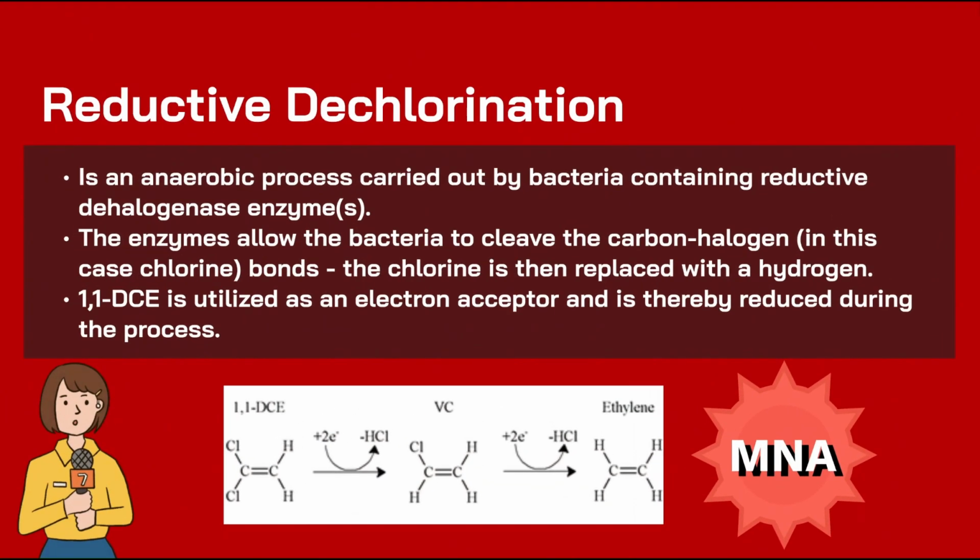Reductive dechlorination is an anaerobic process carried out by bacteria containing reductive dehalogenase enzymes. The enzymes allow the bacteria to cleave the carbon-chlorine bond. The chlorine is then replaced with a hydrogen. 1,1-DCE is utilized as an electron acceptor, thereby being reduced during the process. This is a main mechanism responsible for the success of monitored natural attenuation of chlorinated ethenes in groundwater.